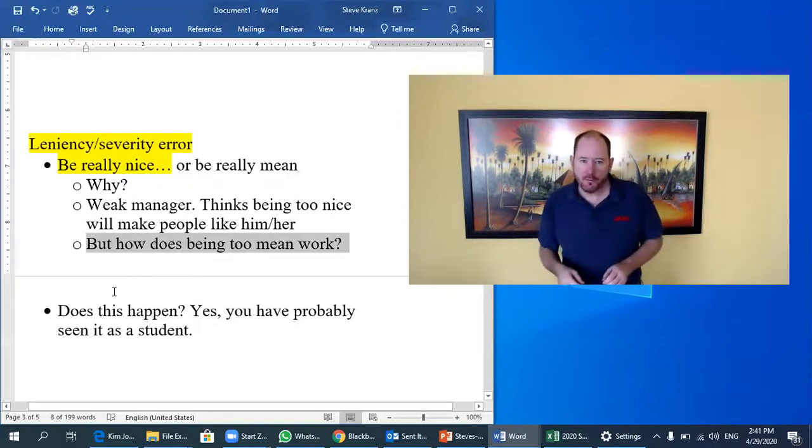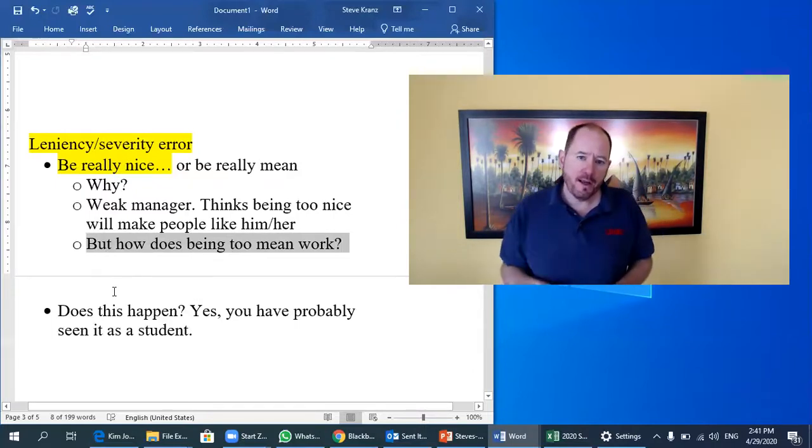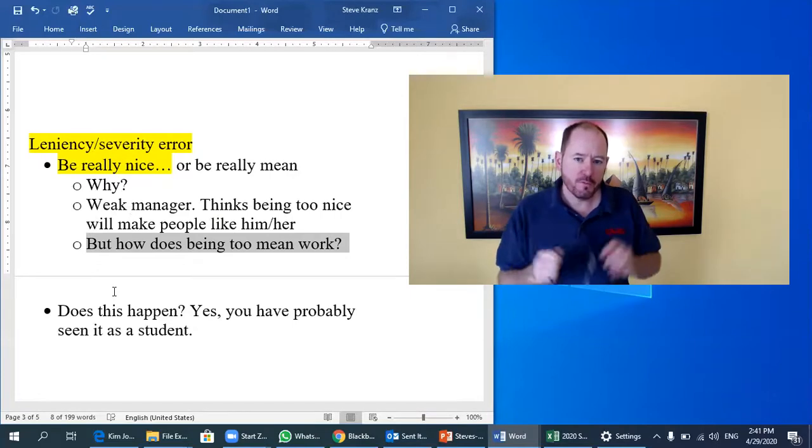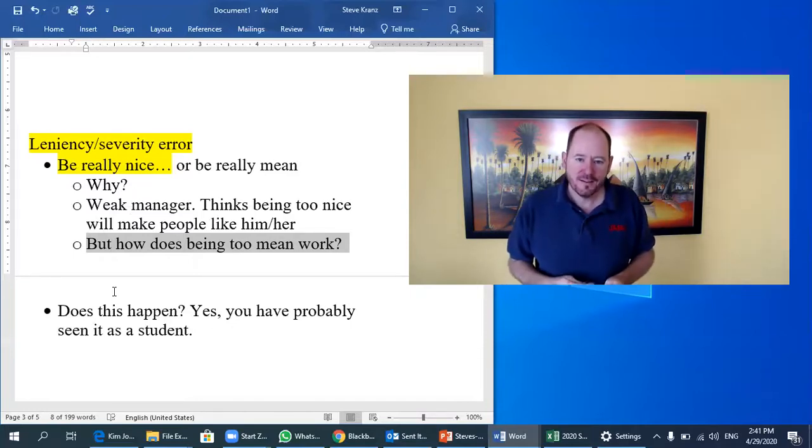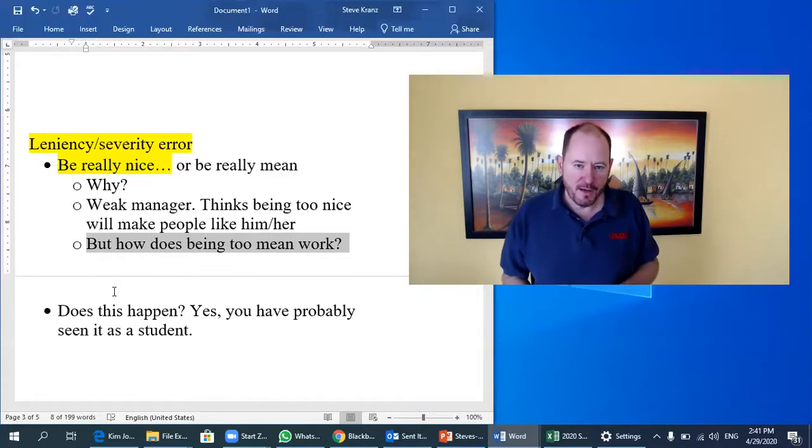Think about this one for a moment. Why would any manager choose to purposefully be too mean? And why is that a bad thing? So again, I have experience with this. I worked at a place where the manager was purposefully mean.